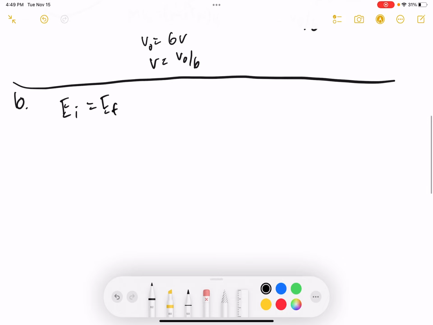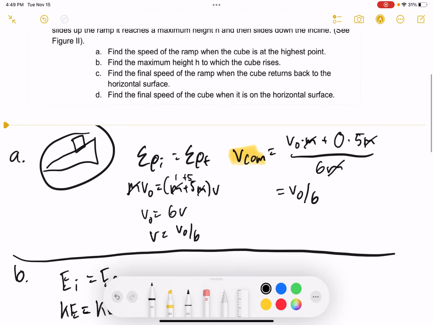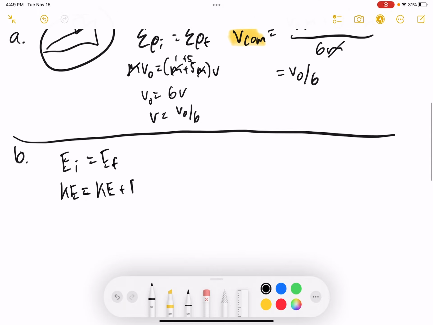Okay, so the only thing moving before the block starts sliding up the inclined plane is just that kinetic energy of the block. Now I'm going to have two types of energy at the end because both the block and the ramp are moving, so they will have kinetic energy. But then also the block gains potential energy, okay, because it's moved up, so it will be PE here, okay.